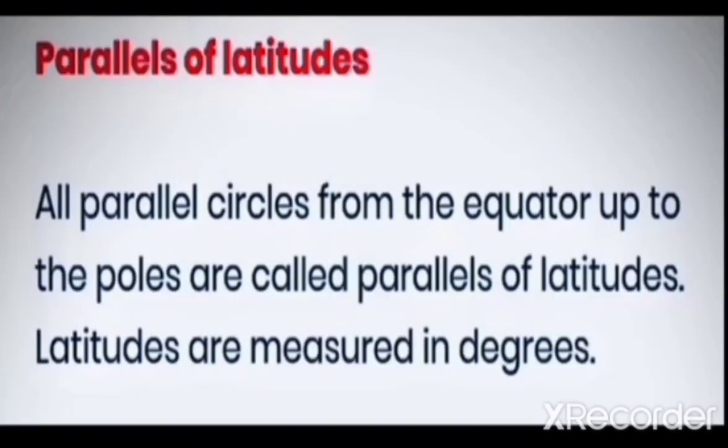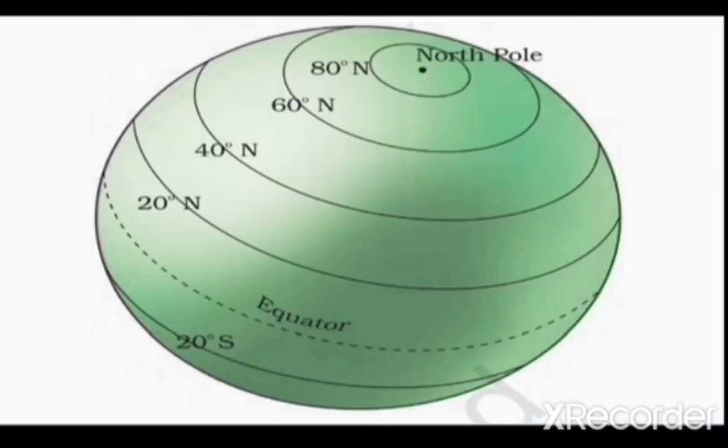Let us understand parallels of latitudes. What are parallels of latitudes? All the parallel circles, that means all the horizontal lines from the equator up to the poles, are called parallels of latitude. These latitudes are measured in degrees. Let us understand with the help of a picture.